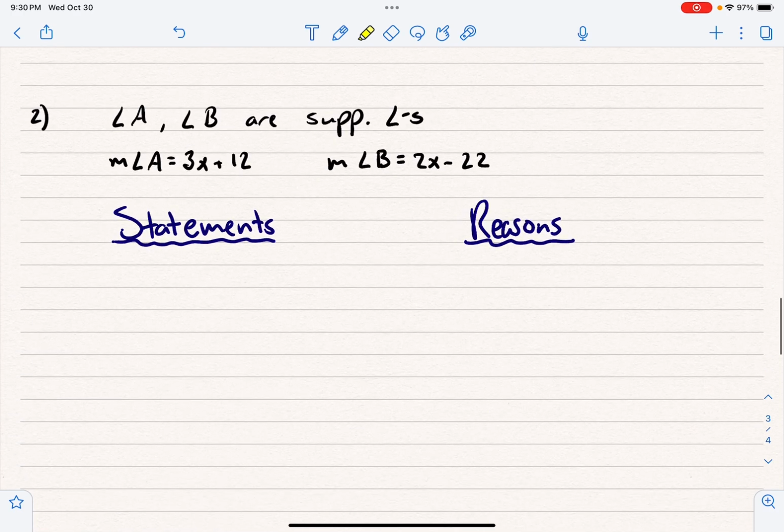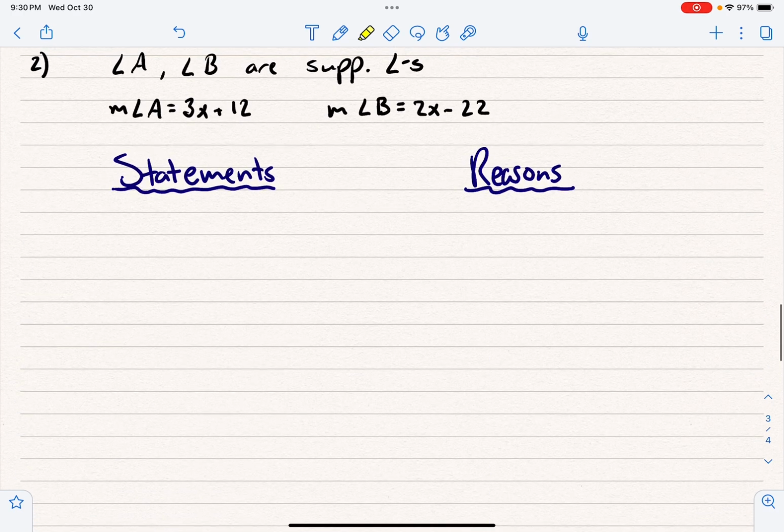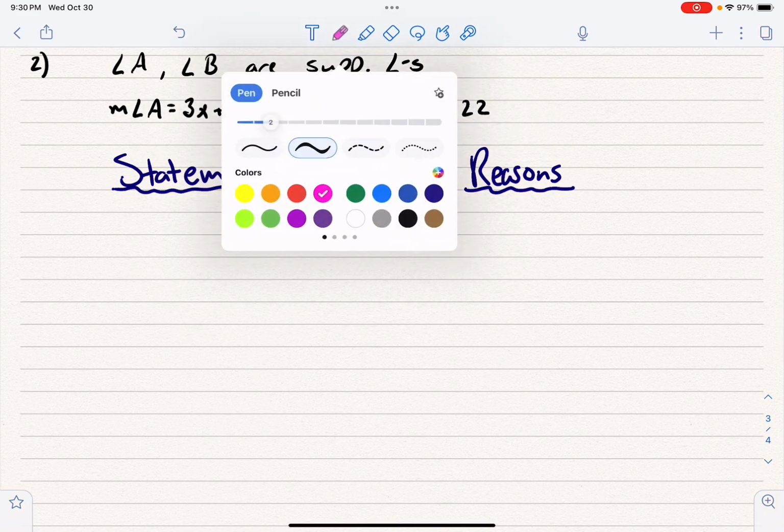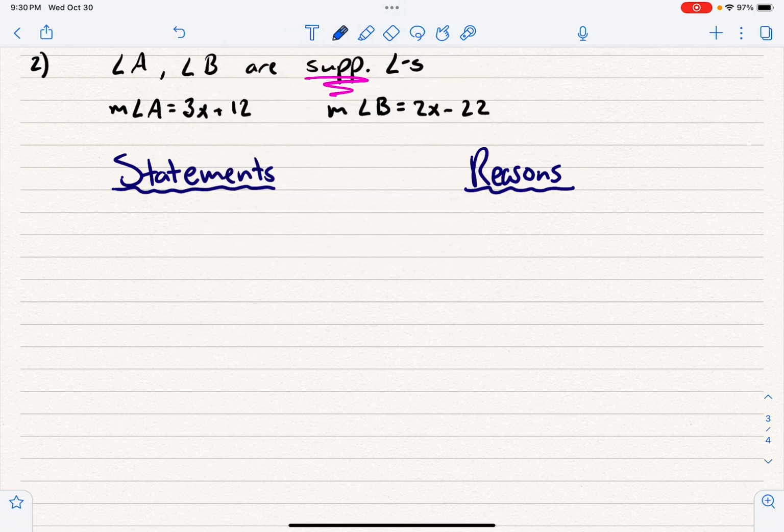Okay, let's look at the second problem. The second problem is almost identical to the first problem. The only big change is that it's supplementary angles this time. It's not complementary angles. And so that's a very small change. But we're going to go ahead and say that angle A and angle B are supplementary angles. And again, that is given information.